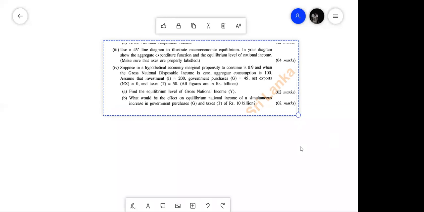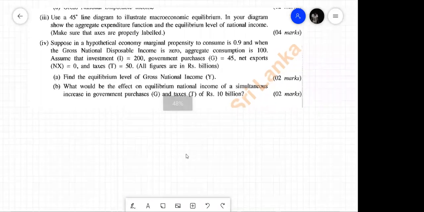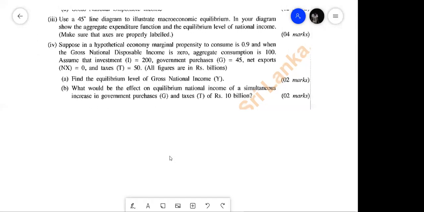Okay, perfect. So this is the 2019 paper. Okay, use a 45-degree line to illustrate macroeconomic equilibrium. In your diagram, show the aggregate expenditure function and the equilibrium level of national income. Make sure the axes are properly labeled, guys. They are simply asking you to draw the diagram, guys. Okay, so the equilibrium diagram. I'll just show you the basic stuff.